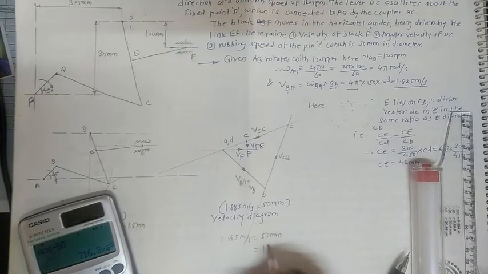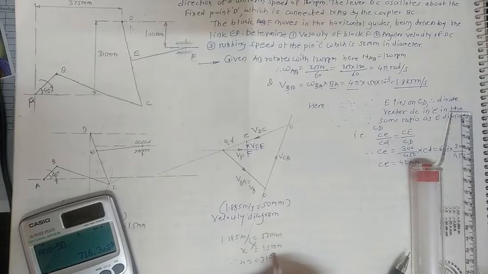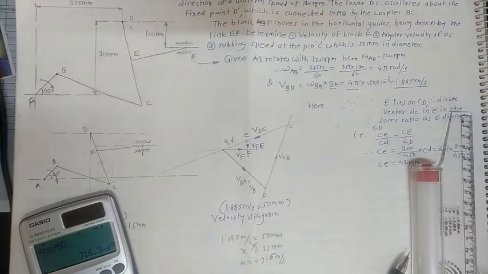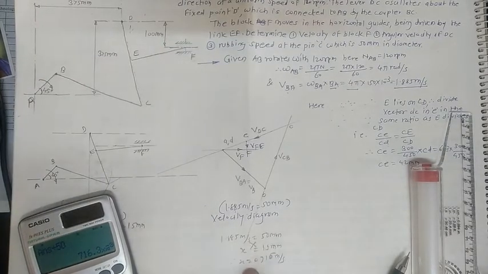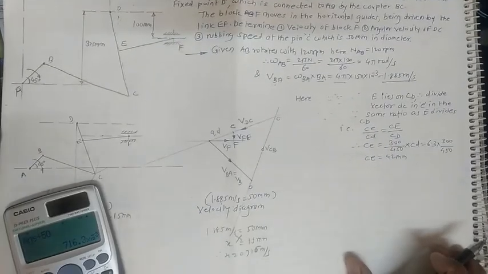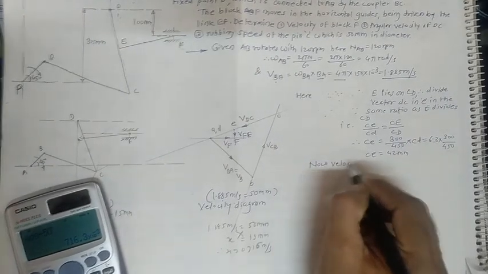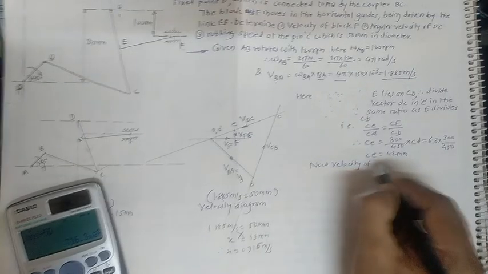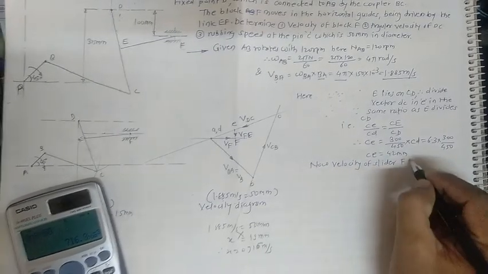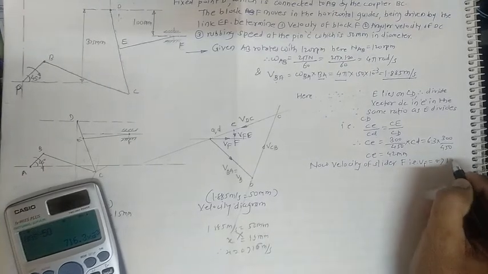So how much is the length for this? How much is the velocity for this one? By cross multiplication we can get 0.716 meter per second. This x is nothing but the velocity. So in this case we can get the velocity of the slider F. Now the velocity of slider F, that is Vf, equals 0.716 meter per second.